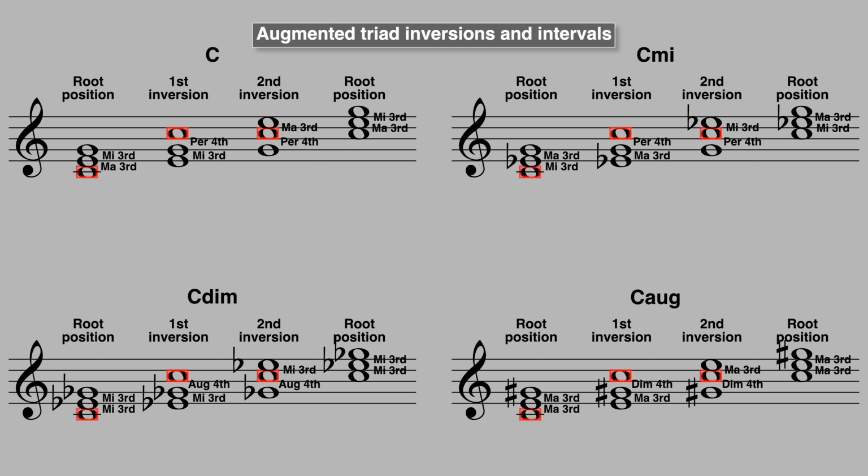Another important thing to notice is that the root is always the lowest note in a root position triad, the third is always the lowest note in a first inversion triad, and the fifth is always the lowest note in a second inversion triad. Again, this applies to any type of triad.